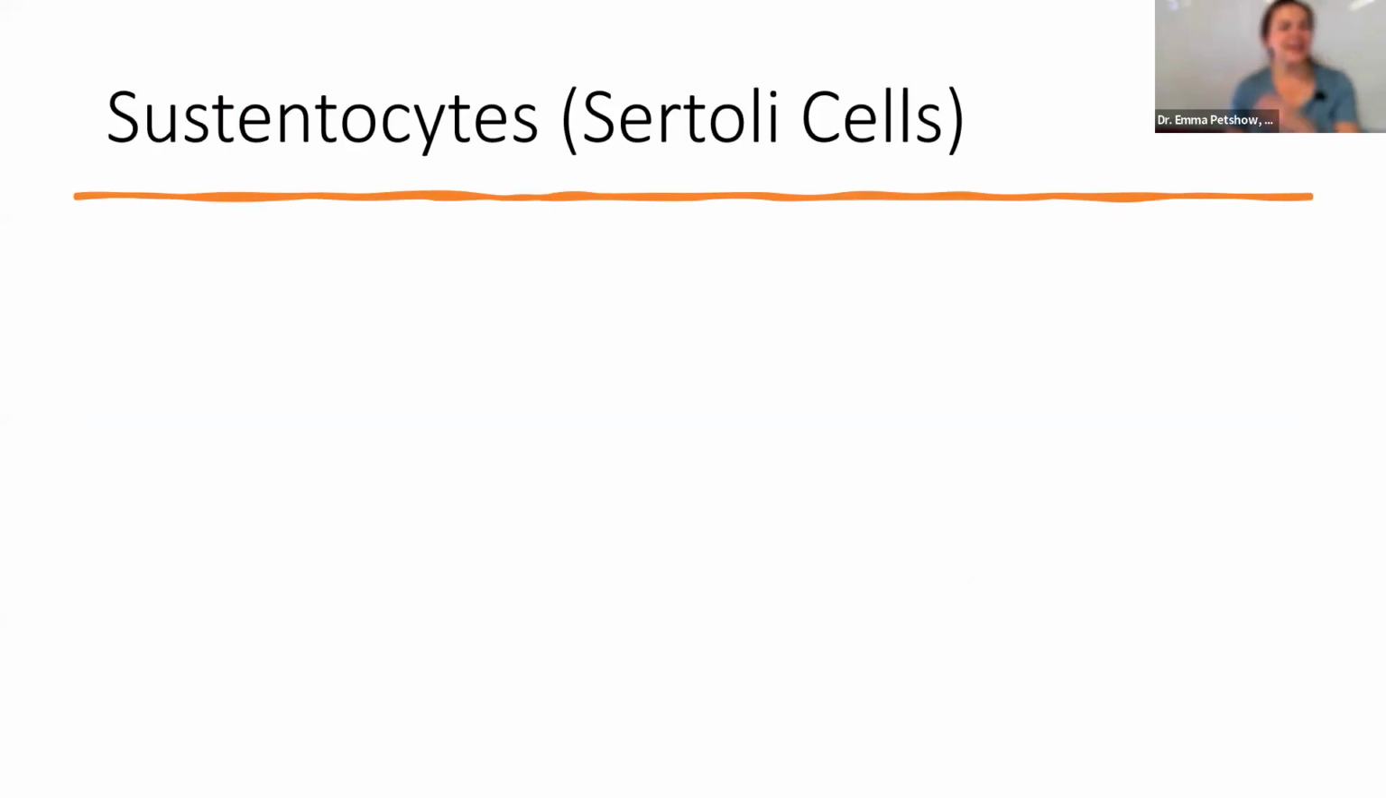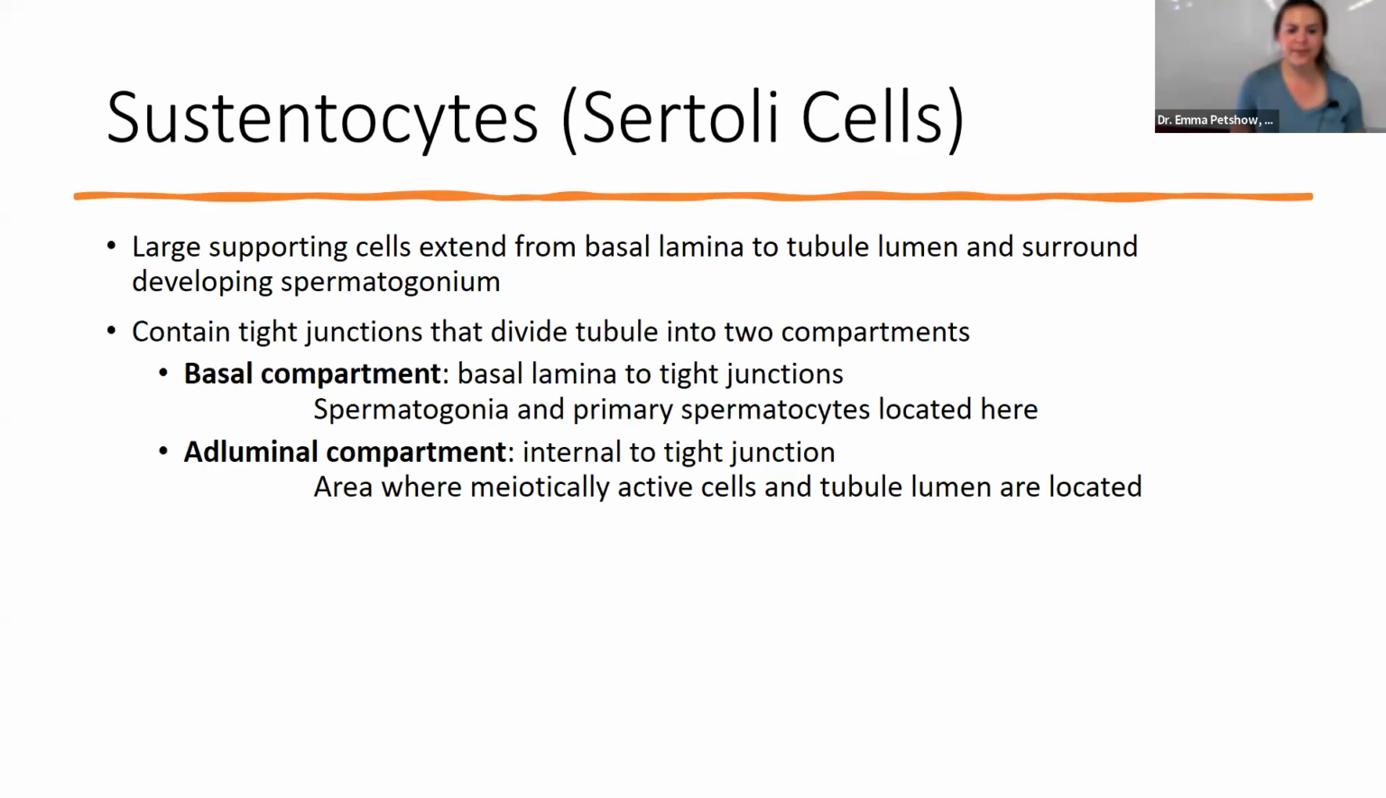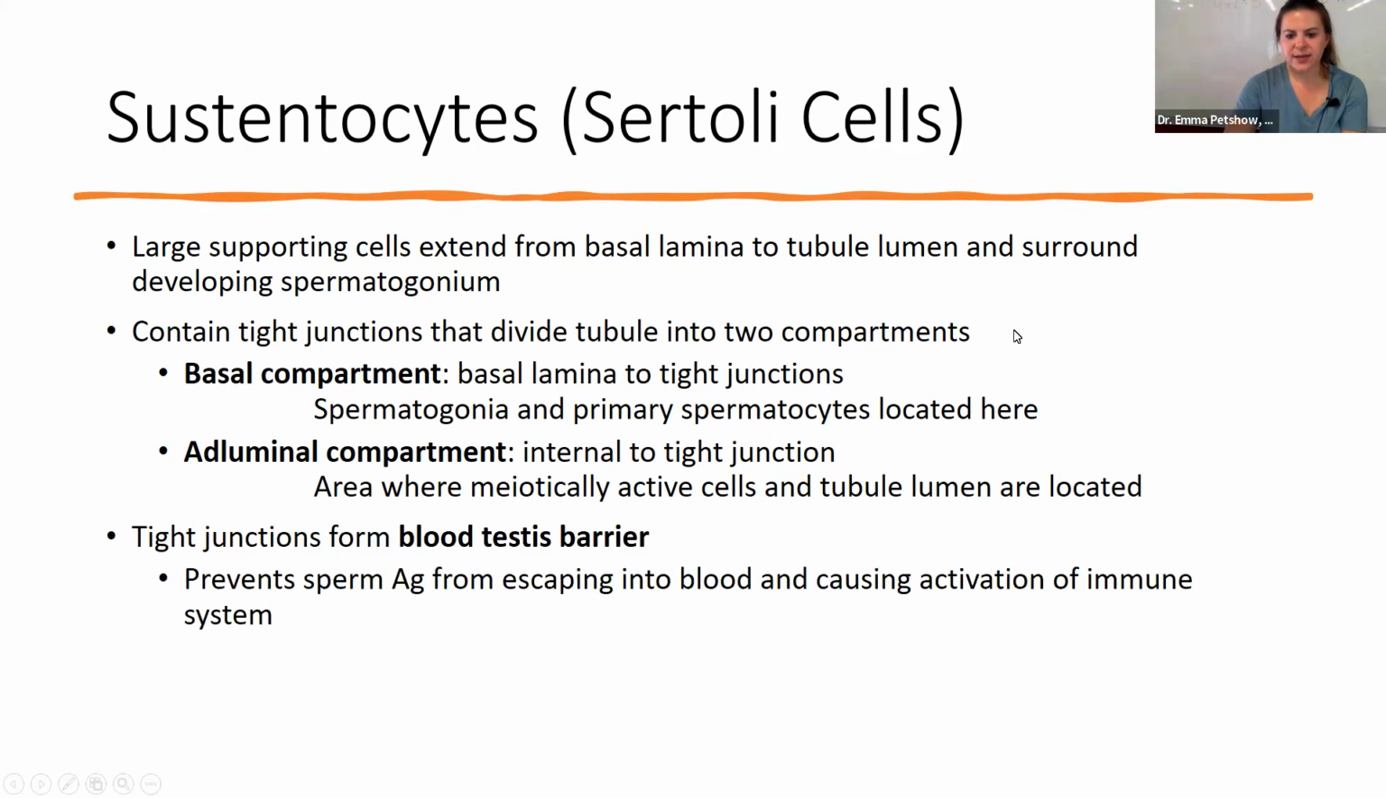Okay. The important cell type that's really helping this process occur is our sustentocytes or Sertoli cells. You could see both used. Sertoli is much more the common cell type, but I've seen both on the NPLEX. So just put them together in your brain. These are large cells. They surround the developing spermatogonium. They essentially divide the tube into two different compartments, a basal and a luminal compartment. The basal compartment is where the spermatogonia and the primary spermatocytes are located.